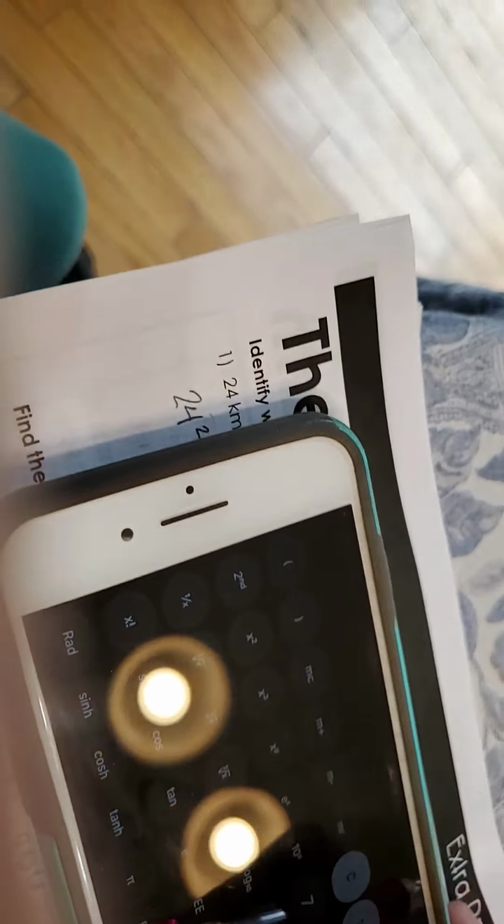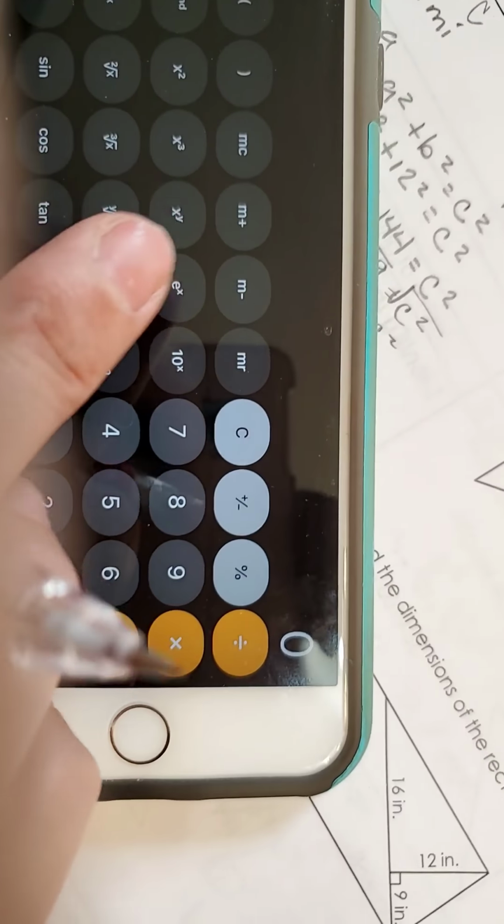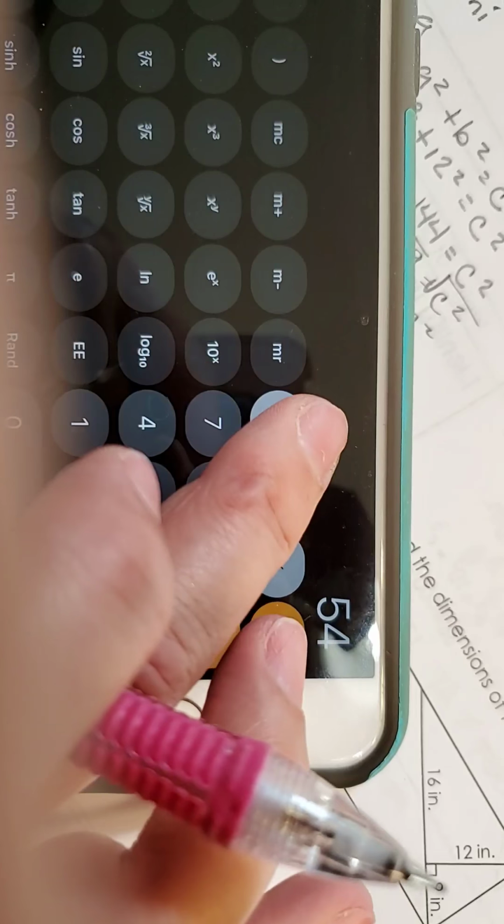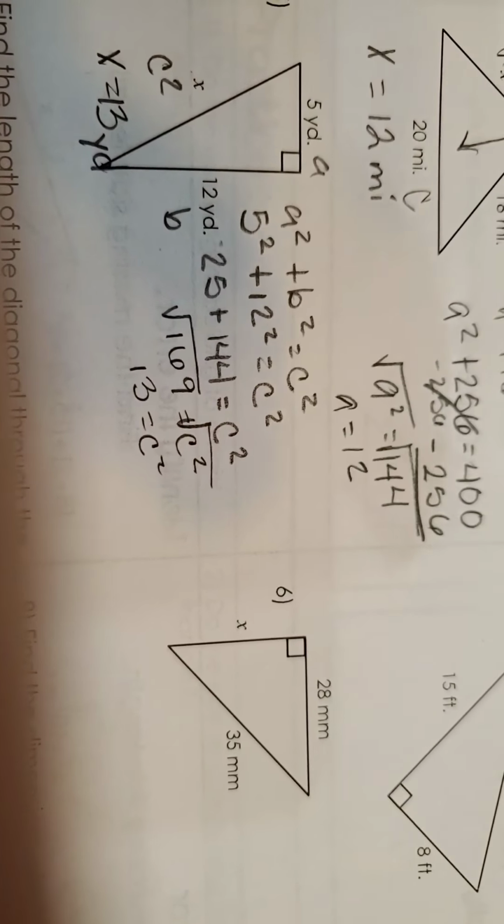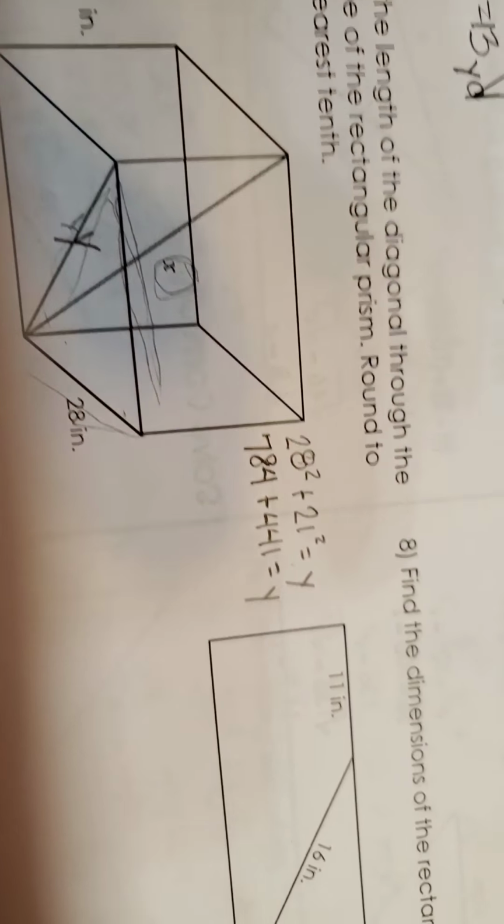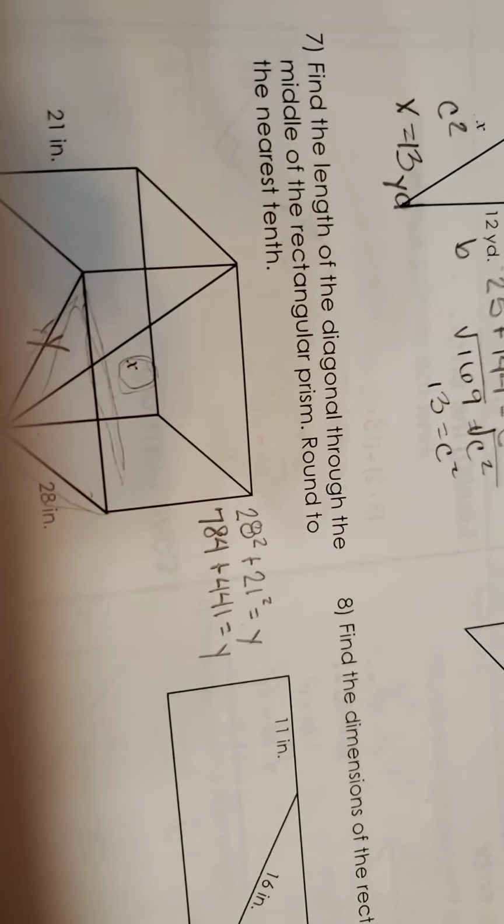Okay, so 21, and then squared, which is 441, equals y. So y is down here. Let's add those two together. So we got 1,225.